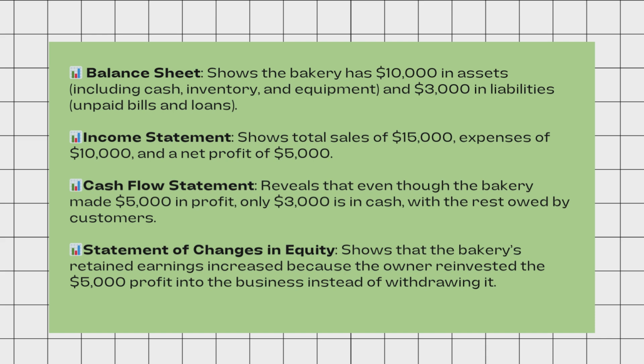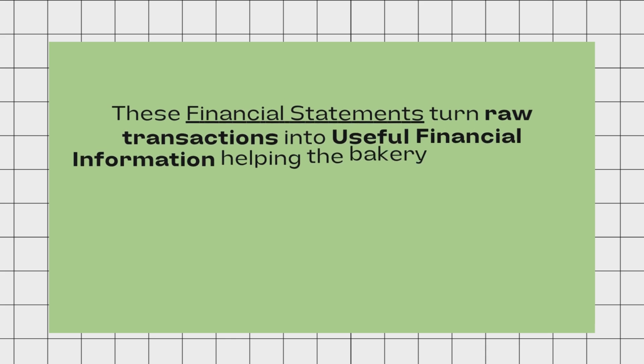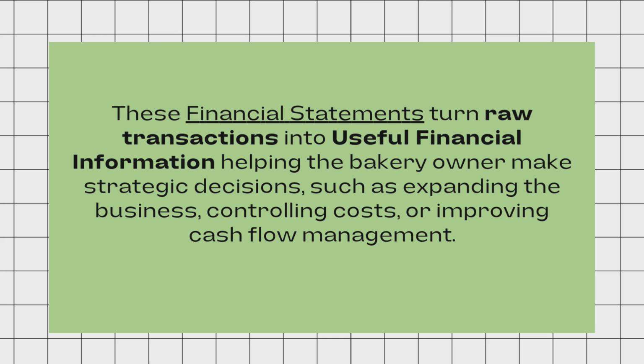Cash flow statement reveals that even though the bakery made $5,000 in profit, only $3,000 is in cash, with the rest owed by customers. Statement of changes in equity shows that the bakery's retained earnings increased because the owner reinvested the $5,000 profit into the business instead of withdrawing it. These financial statements turn raw transactions into useful financial information, helping the bakery owner make strategic decisions, such as expanding the business, controlling costs, or improving cash flow management.